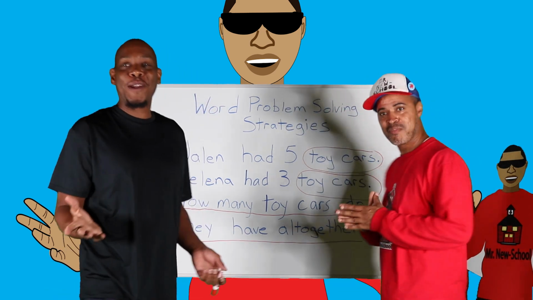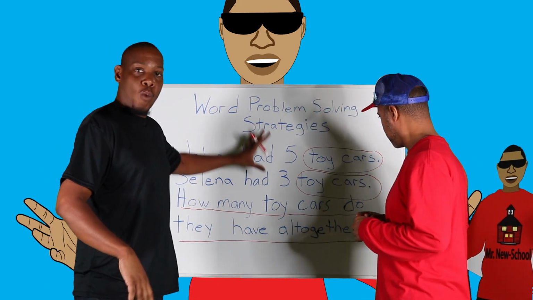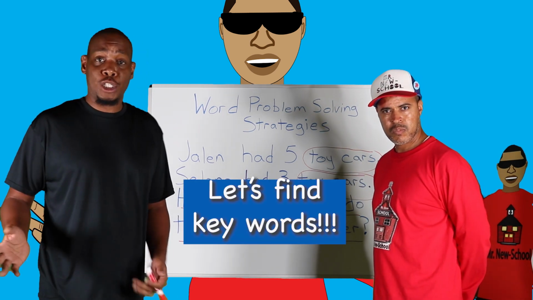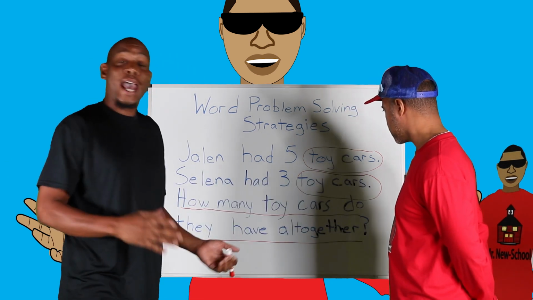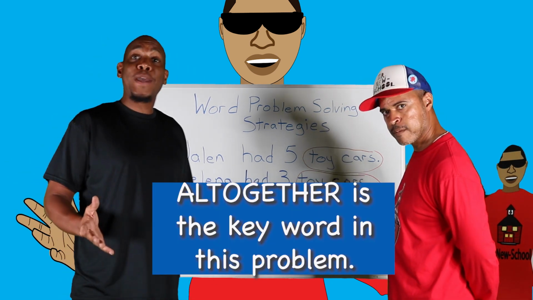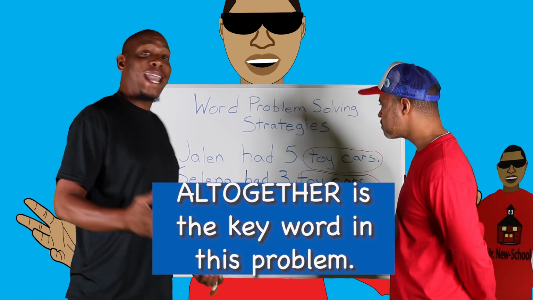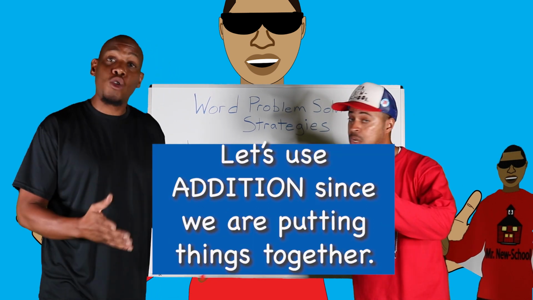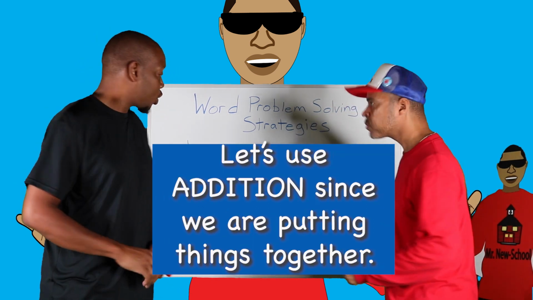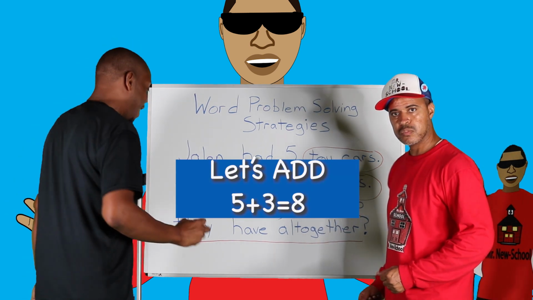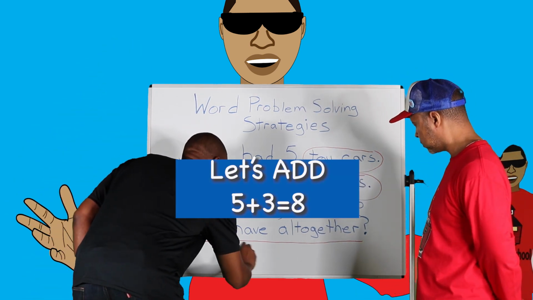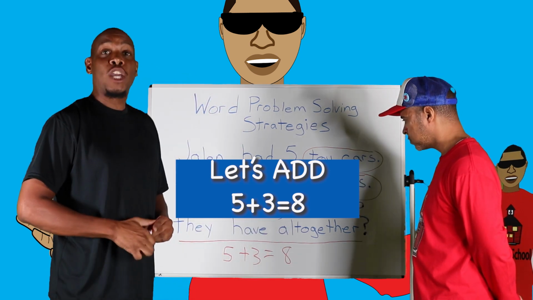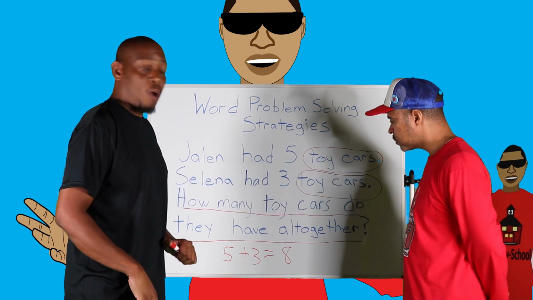So those are the 4 mathematical operations. When you read a word problem, you want to find key words that let you know which operation to use. In this particular question, we have the key word altogether. That means we want to combine Selena's and Jalen's toys together. And combine means put together? So we want to use the operation addition. So we're going to solve this problem by adding 5 plus 3, which equals 8. And this is our equation for this particular word problem.